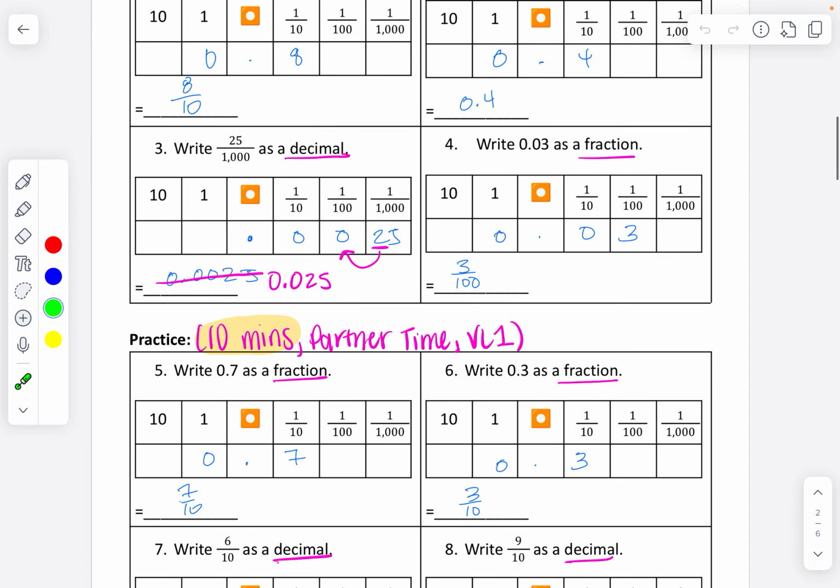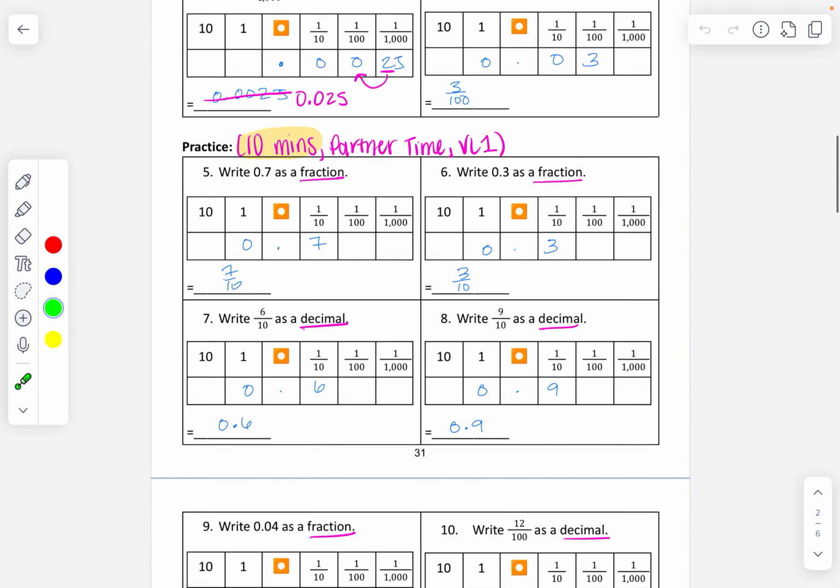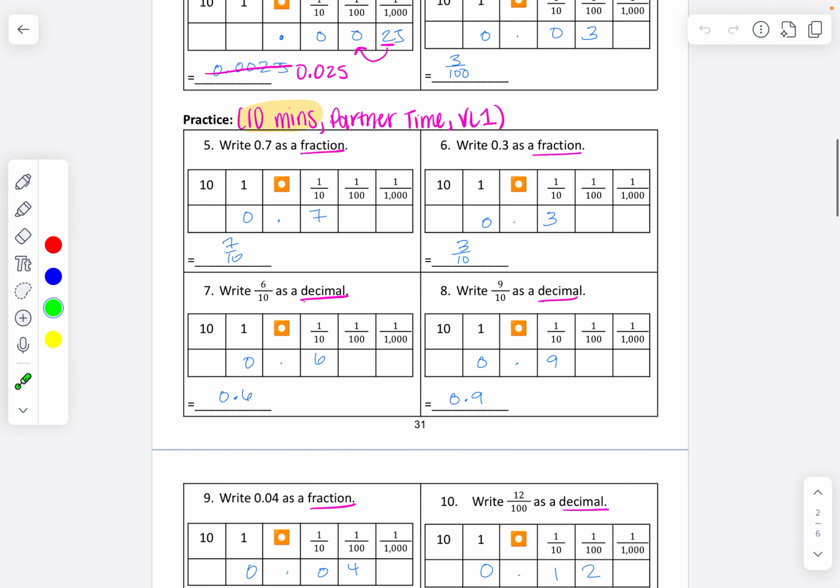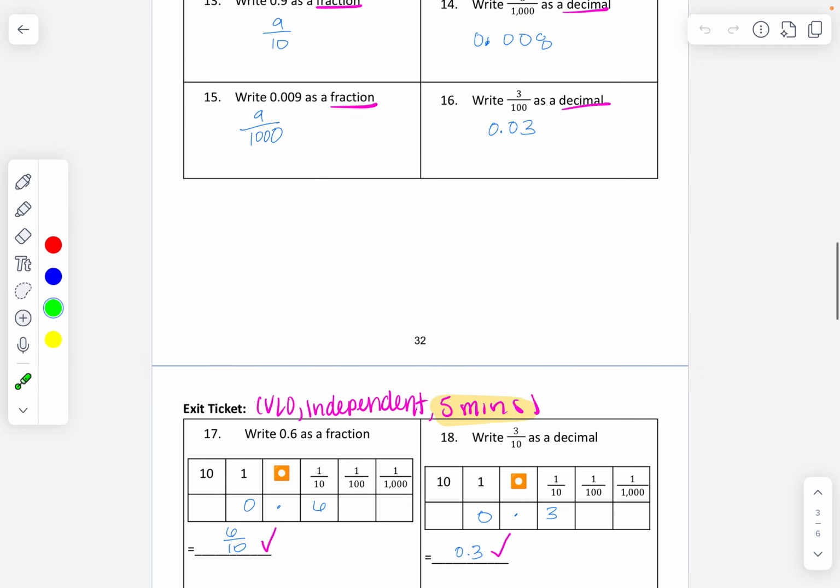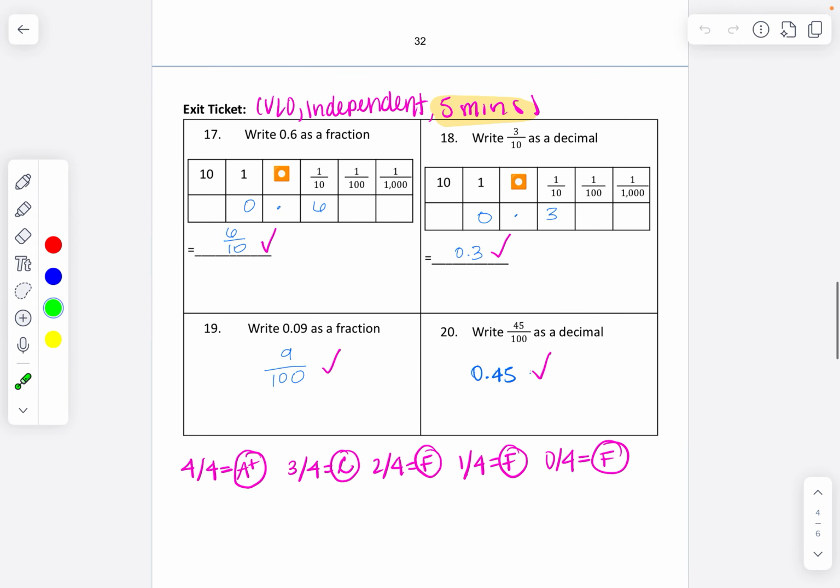And so after you model questions 1 through 4, you are going to launch students into 10 minutes of partner practice time for questions 5 through 16. And then they are going to work independently at a volume level 0 for 5 minutes on their exit ticket. We are not going to pay too much attention to the place value. We just want to see, are they able to translate the decimal fraction into a decimal and the decimal into a decimal fraction? So it is out of a total of 4 points for this particular lesson.